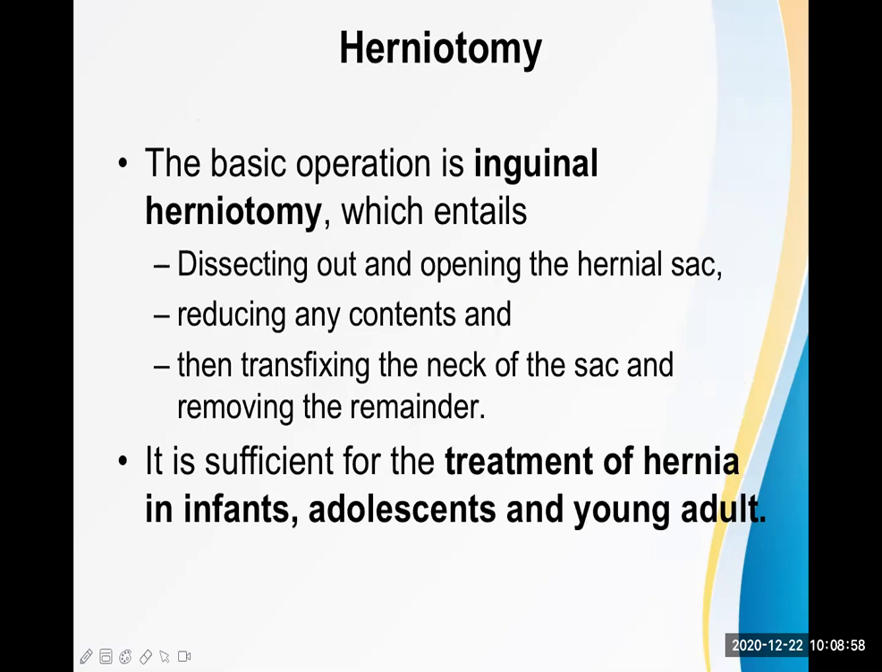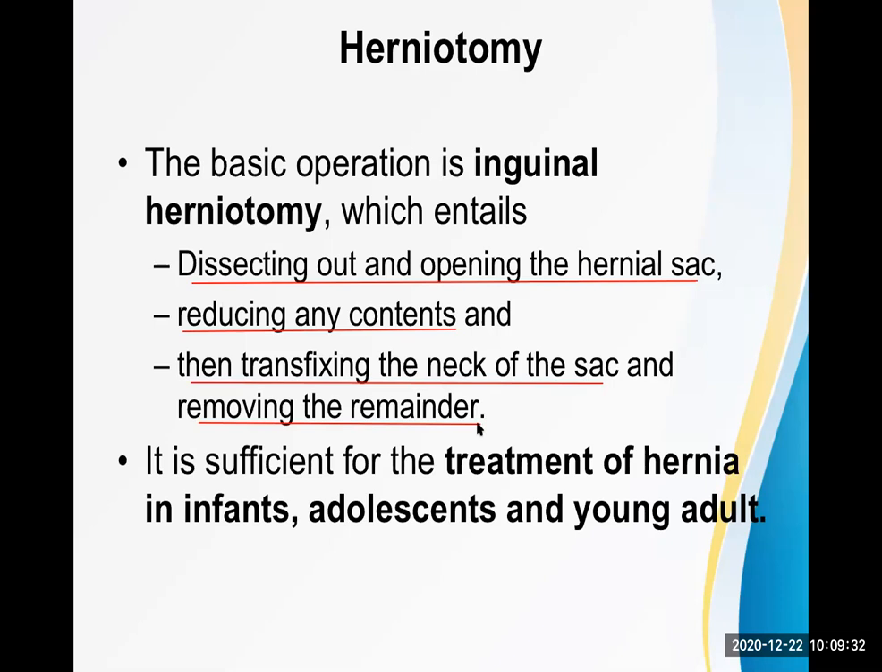Now, what is herniotomy? The basic operation of inguinal herniotomy entails dissecting out and opening the hernial sac. See this? You dissect out and open the hernial sac first, reduce any contents, whatever is inside. Usually the content is a piece or loop of intestine, so you reduce it, and then transfix the neck of the sac and remove the remainder. So this is known as herniotomy surgery.